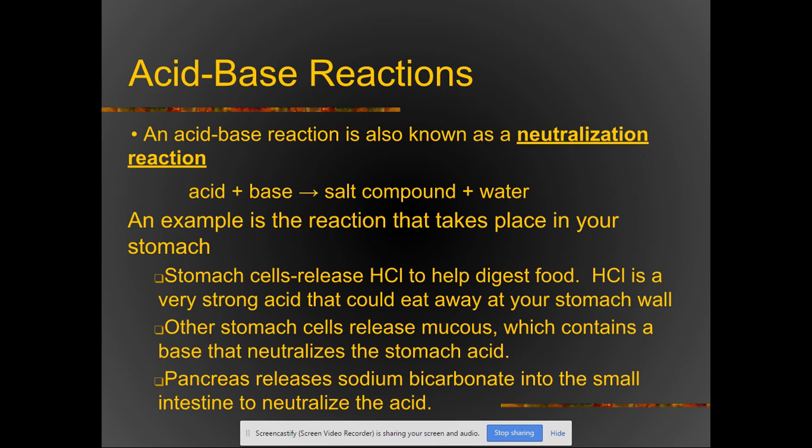Our pancreas also releases sodium bicarbonate into our small intestine to neutralize this acid, so our intestine is not eaten away. If you start to get indigestion, where this stomach acid starts to come back up your esophagus, this is where you take an antacid, which again is a base, just like sodium bicarbonate, which the pancreas releases.